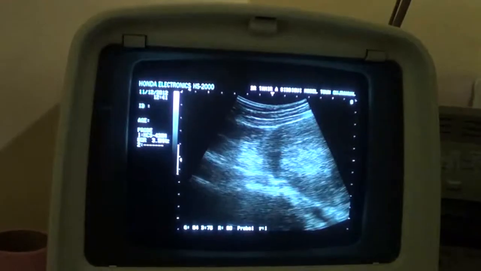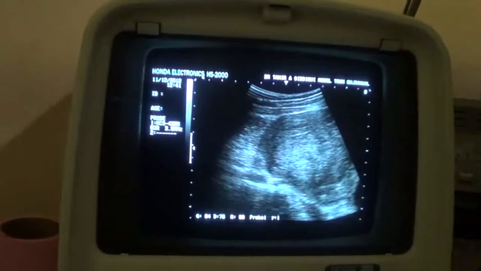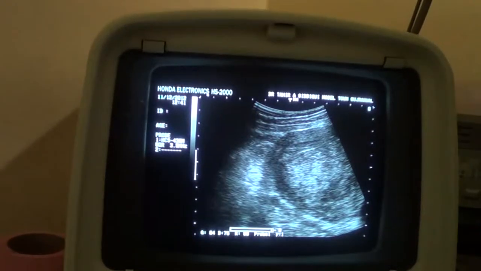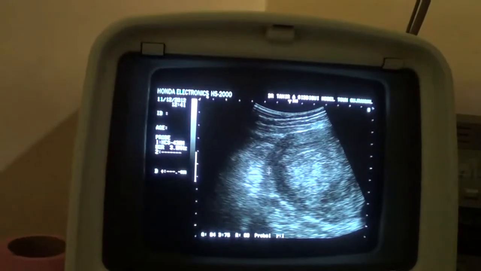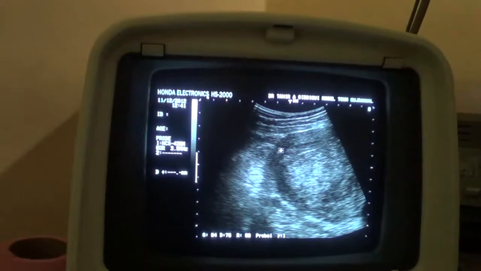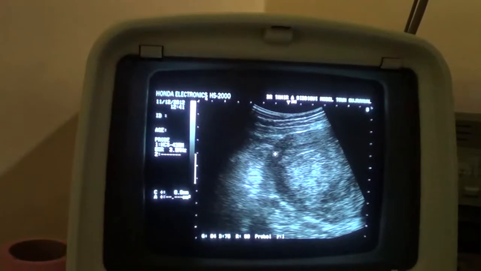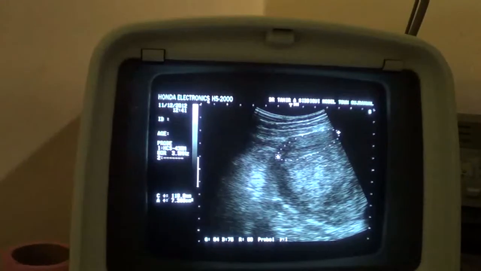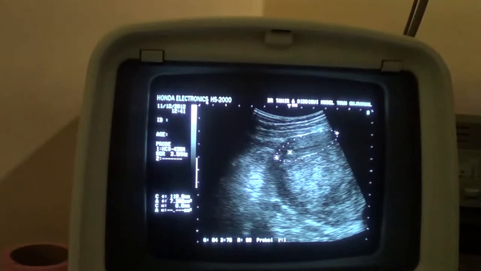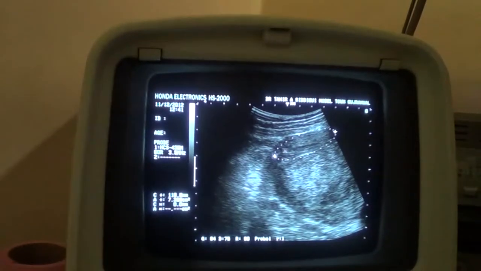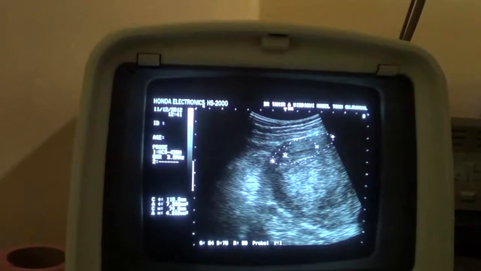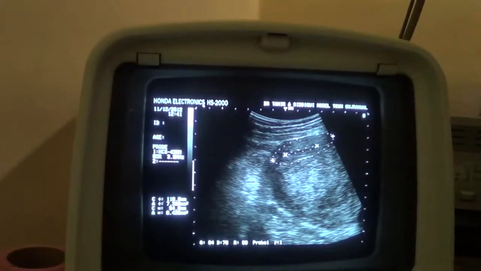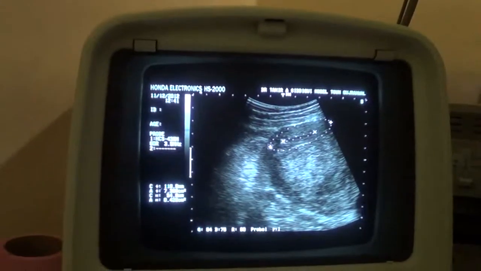And you see, it extends into the fundal region. This is the fundal region, this area, and here is the uterus. This area is the uterus that is elevated, and this is the endometrial canal. This thin line is the endometrial canal.